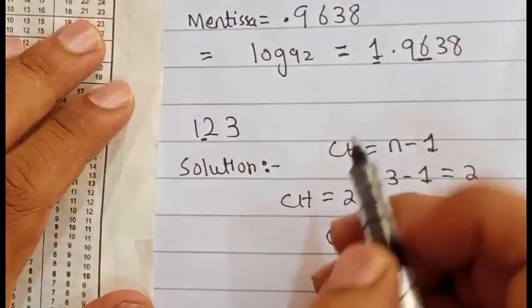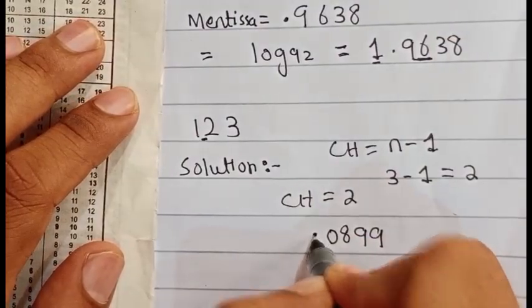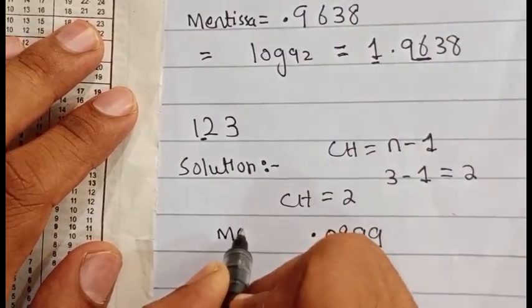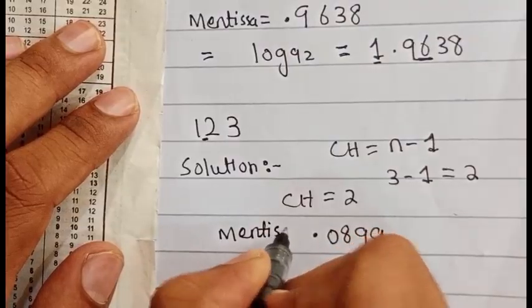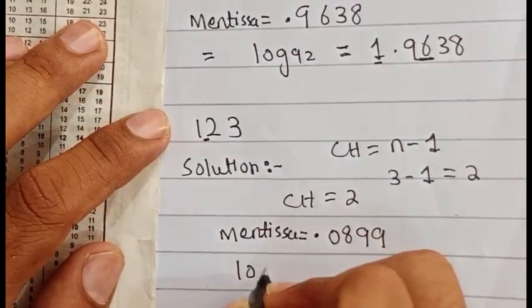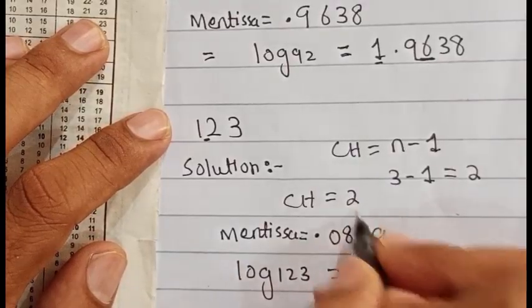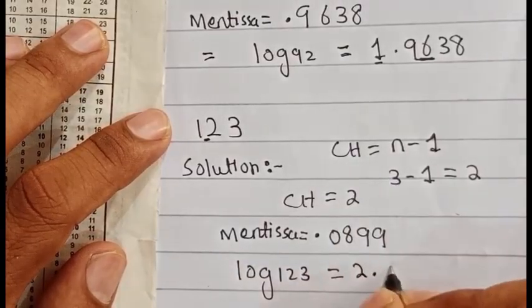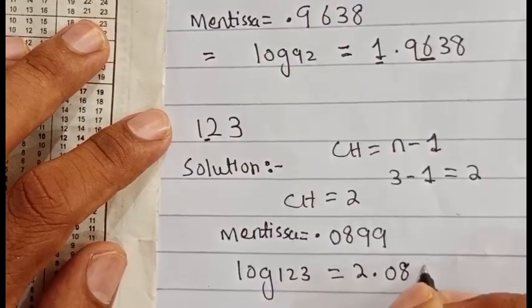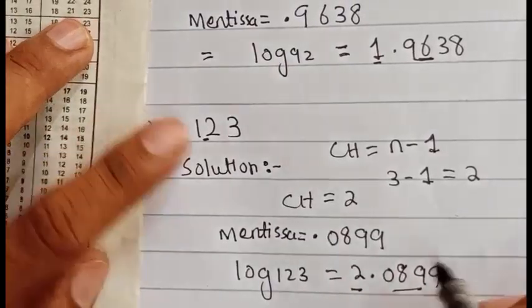Okay, as you know, mantissa is the decimal part. So I will put the decimal here. So it is the mantissa. So my logarithm will be: log 123 is equal to, so characteristic is 2.0899. So it is my mantissa and it is my characteristic. So it is the answer.